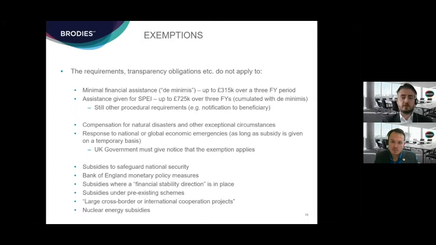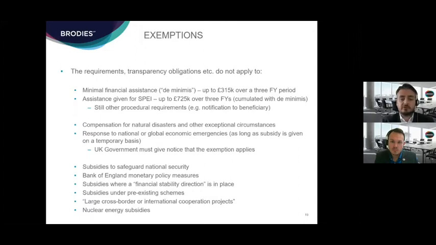Jamie's already mentioned the de minimis threshold. Under the TCA, it's equivalent to 340,000. It's a bit lower under the bill, 315,000, probably to avoid exchange rate issues, putting them out of sync with each other. So what the bill refers to as minimal financial assistance is what EU law would call de minimis, 315,000 over a rolling 3 financial year period. Or if it's for services of public economic interest, that amount goes up to 725,000. That's a cumulative total. In both cases, you still have other procedural requirements, such as having to notify the beneficiary that the subsidy is being received under these exemptions.